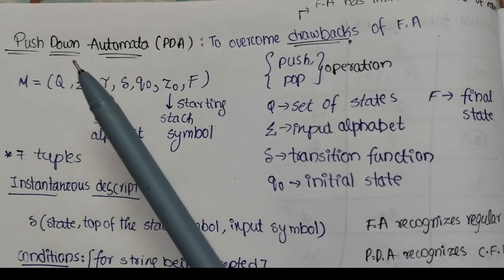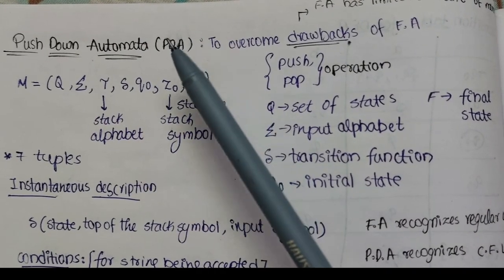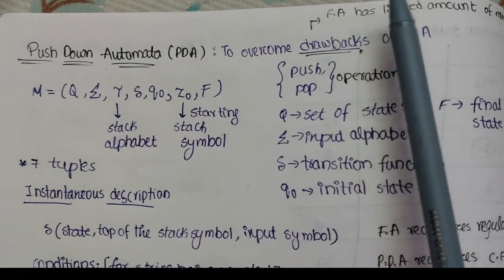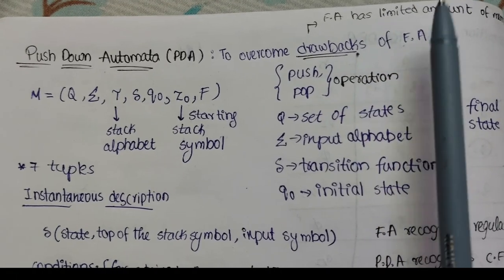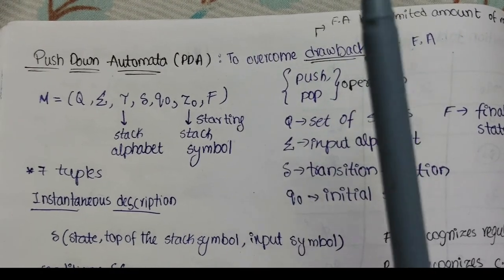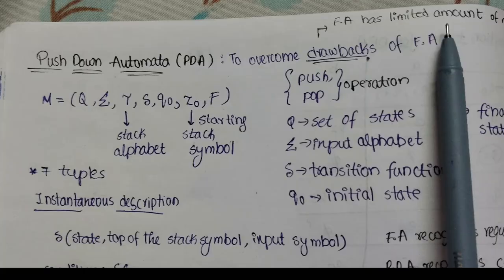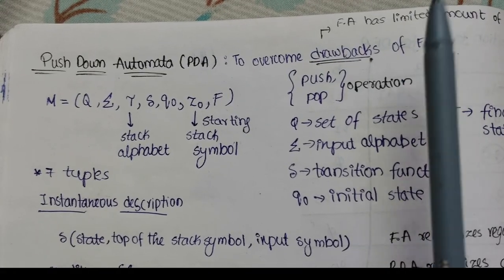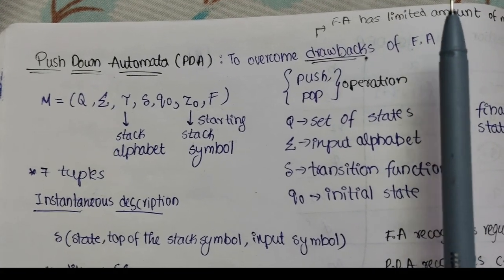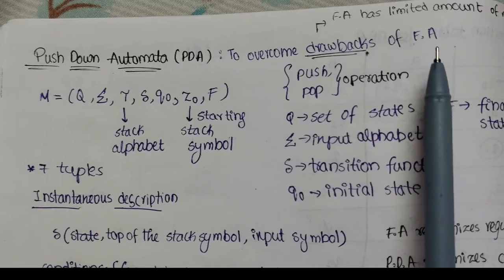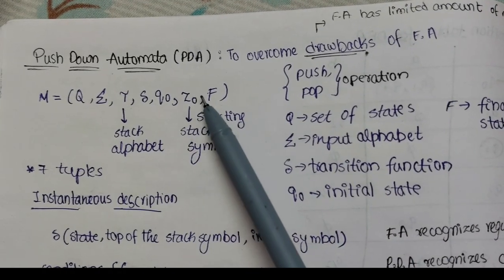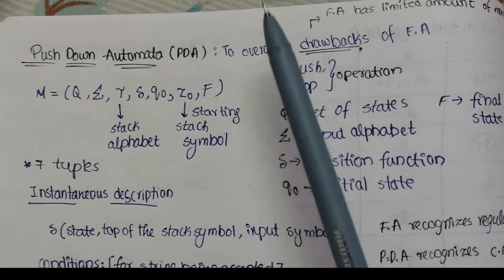Let us now discuss pushdown automata. What does this PDA do? It overcomes the drawbacks of finite automata. What kind of drawbacks does finite automata have? Finite automata has a limited amount of memory, so it only recognizes the regular languages, but PDA recognizes context-free languages also.